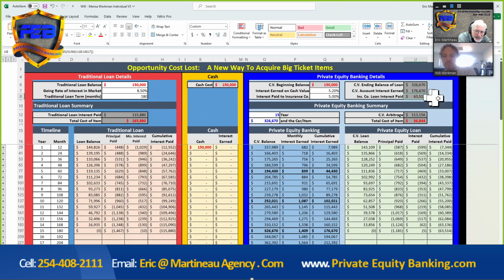But because simultaneously you had a loan from the insurance company that you've paid 63,000 in interest on, you have an arbitrage of 113,000. So over that 15-year period, you just bought a $150,000 home for 36,844.